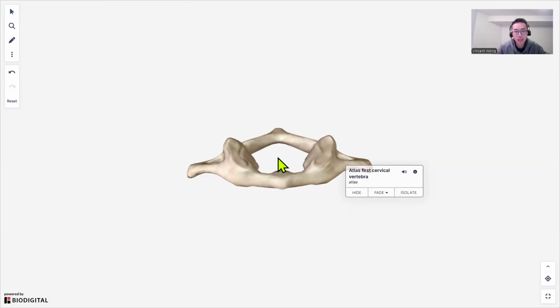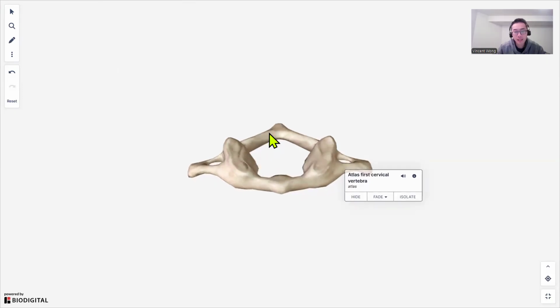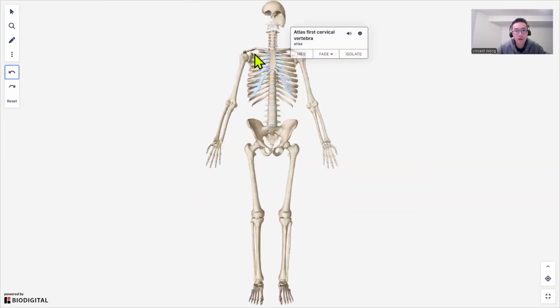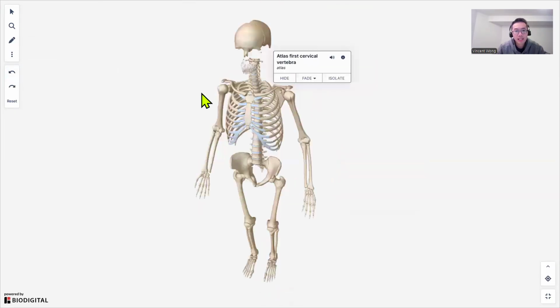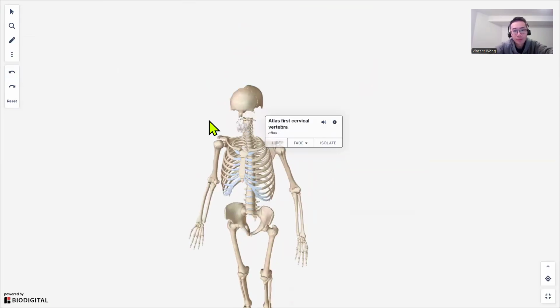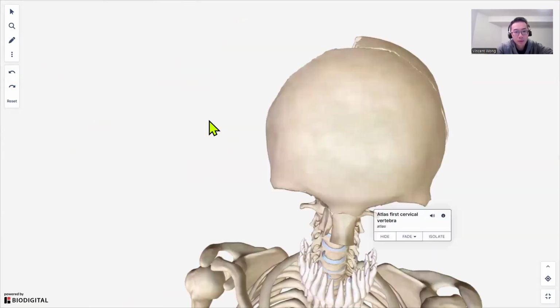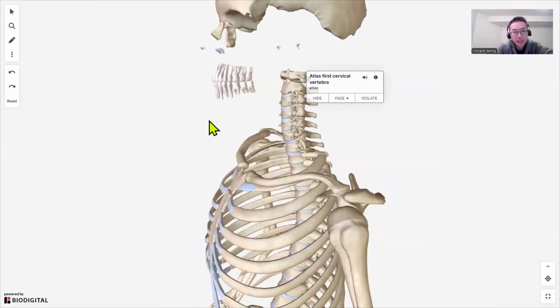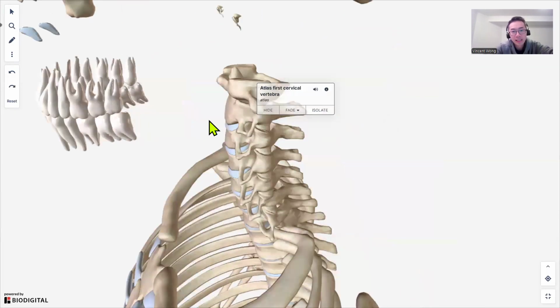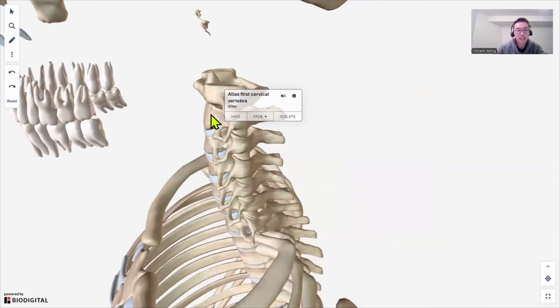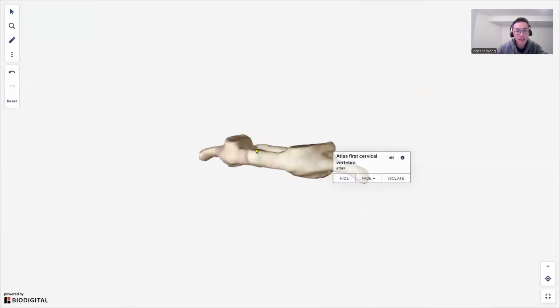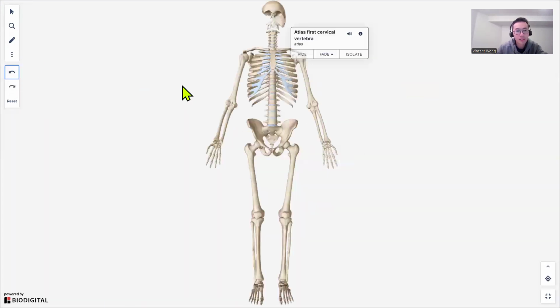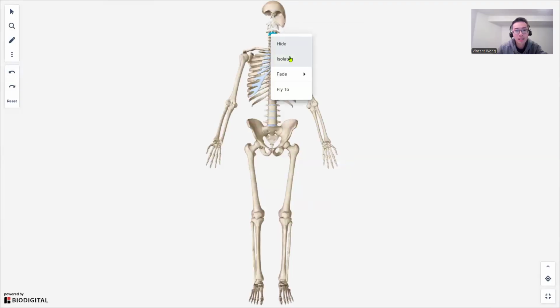There is a big hole in the center of C1, the atlas, and that is for the second bone to go right through. Let me go back to here again. There we go. You can see this is C2. Can I isolate both of them? Oh, no, I cannot. That is unfortunate. Let's try that again. C2 right here, isolate.